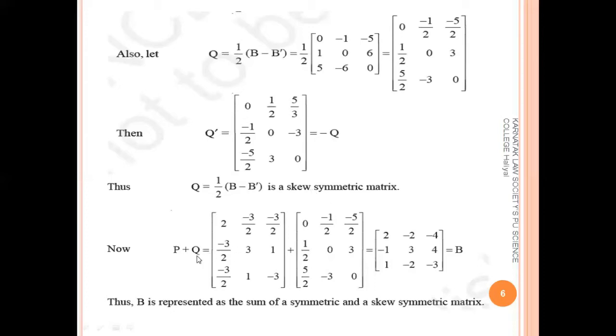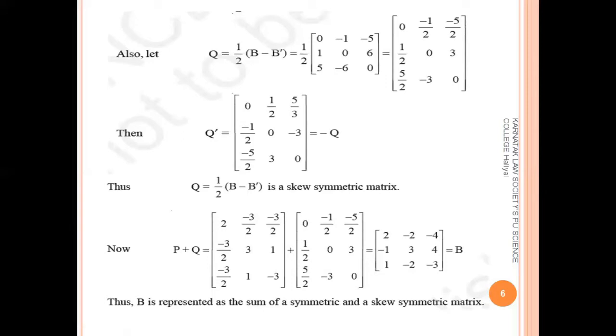Once you prove that P is equal to 1 by 2 of B plus B dash is symmetric, and Q is equal to 1 by 2 of B minus B dash is a skew symmetric matrix, we need to add these two matrices. That is P plus Q. If you add these two resultant matrices, again you will get the original B matrix, what they have given in the question. That is B. Thus, B can be expressed as the sum of a symmetric and a skew symmetric matrix.